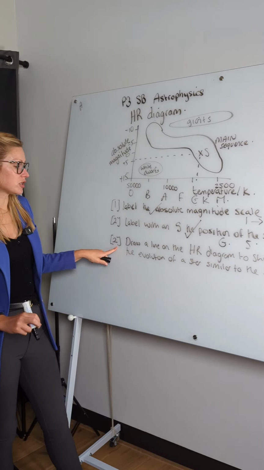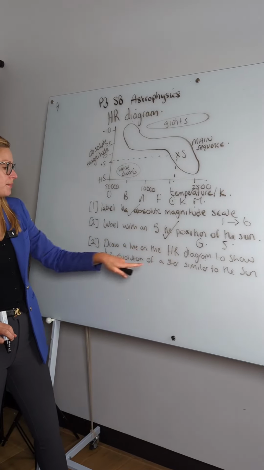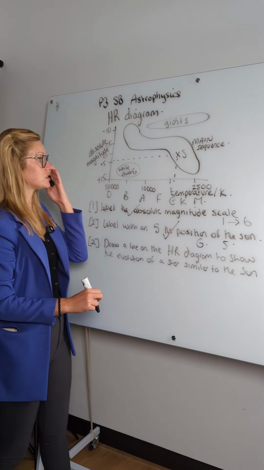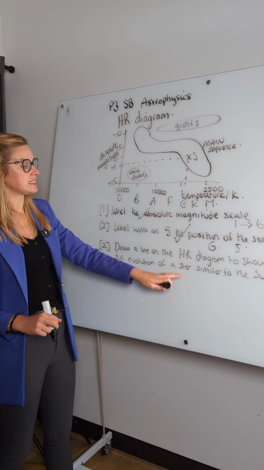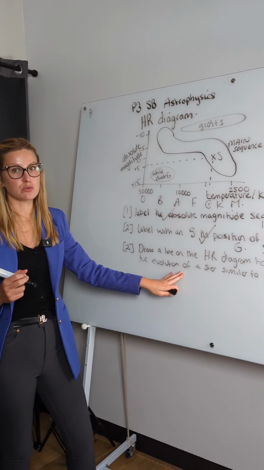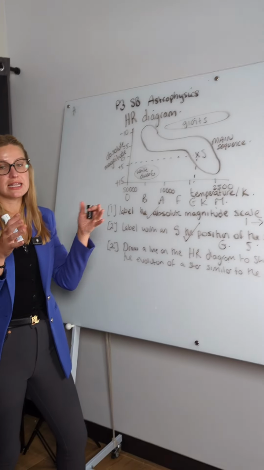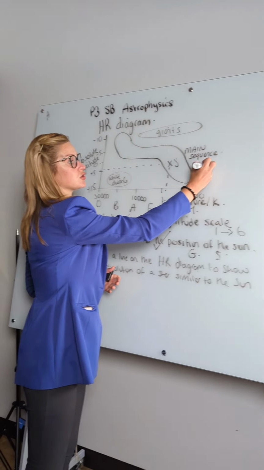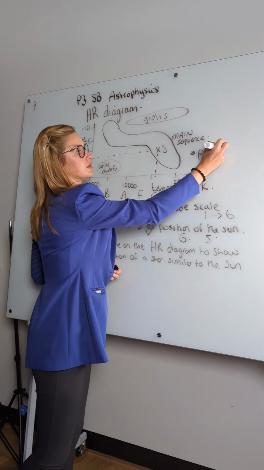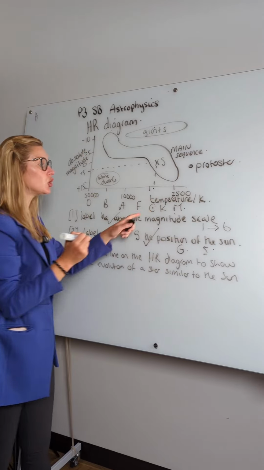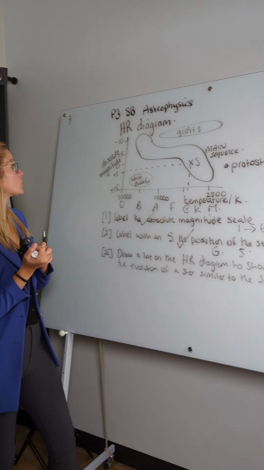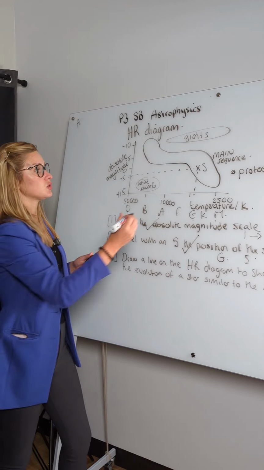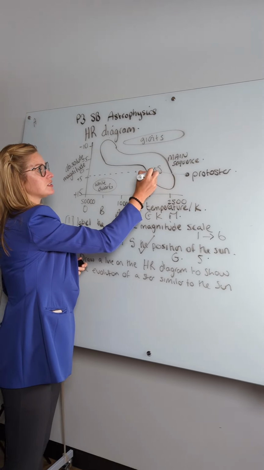Okay, next one for 2 marks was draw a line on the HR diagram to show the evolution of a star similar to the sun. Okay, so the sun we know is on the main sequence. Its evolution we're going to do from birth. Okay, so when a star is born, it starts in nebula, that cloud of gas and dust. Then that collapses in itself to form a protostar. So your protostar is over here. Makes sense? It's going to be cooler than my sun, and it's going to be an absolute magnitude a bit less. Okay, so it's going to go from a protostar into my main sequence.